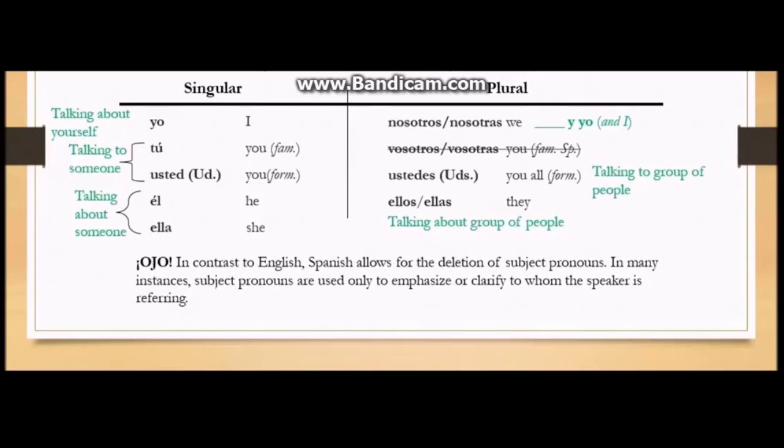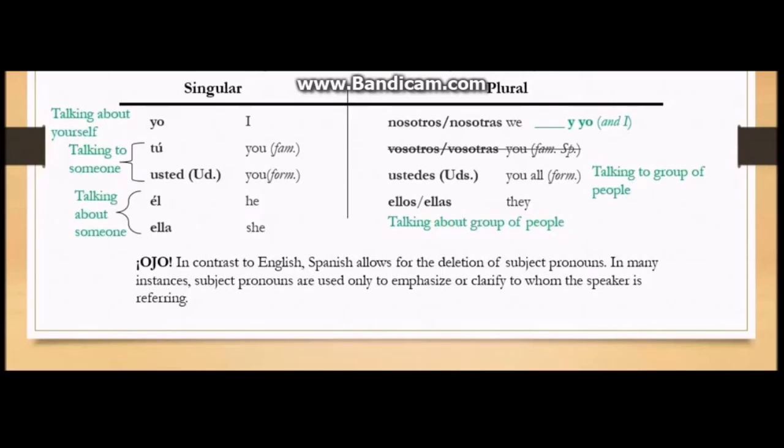We have ustedes, you all, which is talking to a group of people, and then ellos, ellas, they, talking about a group of people. Vosotros and vosotras have the strike through them because we will not use them in this class. It's not used actively in the textbook, but they do include it in verb conjugations. The reason why is because vosotros and vosotras are used primarily in Spain. Outside of Europe, like in Latin America and the Caribbean, ustedes is used instead.